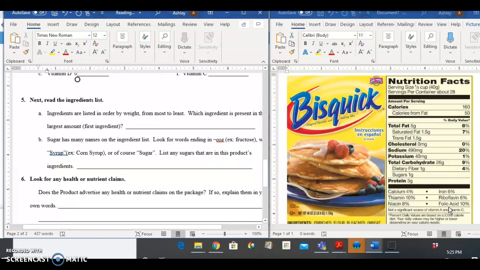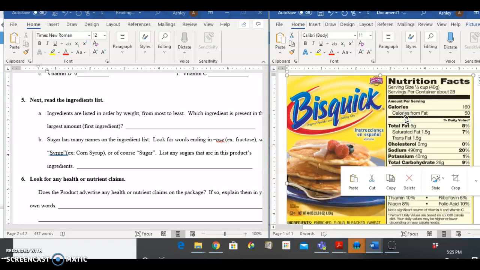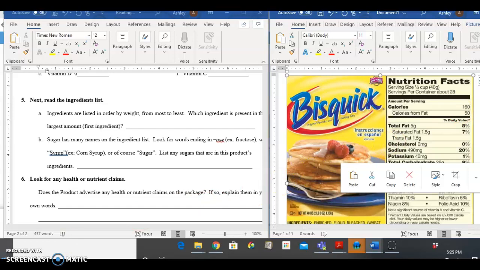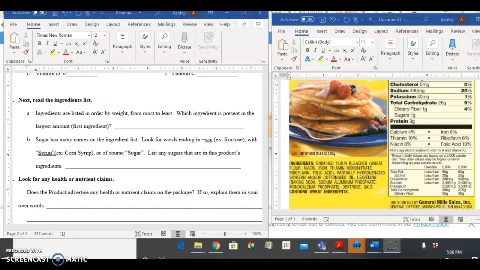All right, the last thing I want to go over real quick is the ingredient list. So let's see here, let this just scroll up. All right, next we're going to look at the ingredient list. It tells you that ingredients are listed in order by weight from most to least. So which ingredient is present in the largest amount? That would be your first ingredient. In this one, it might be water because there could be a lot of water added to something.